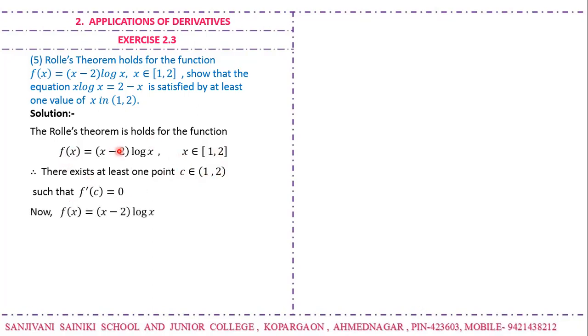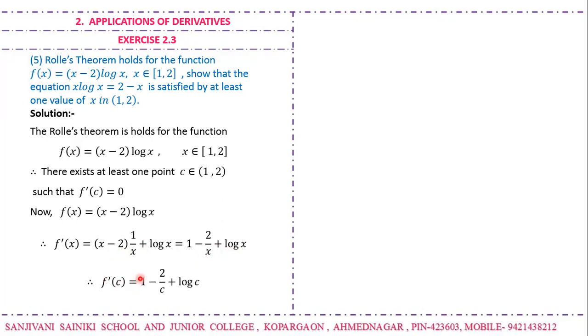So let us find the derivative of this function, f dash of x. Here we have to use the product rule: first function as it is, times derivative of the second function, plus second function as it is, times derivative of the first. The derivative of x minus 2 is 1 minus 0, that is 1, so no need to write. So (x minus 2) into 1 upon x is 1 minus 2 upon x, plus log x. So this is the derivative.